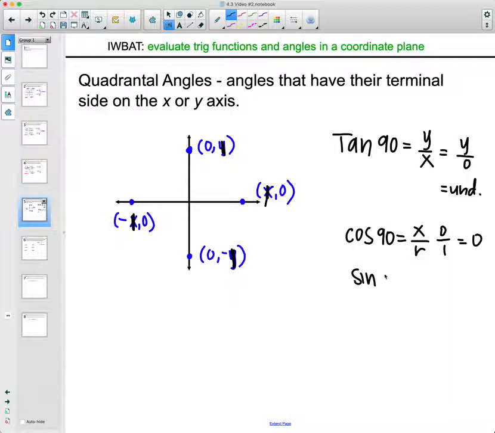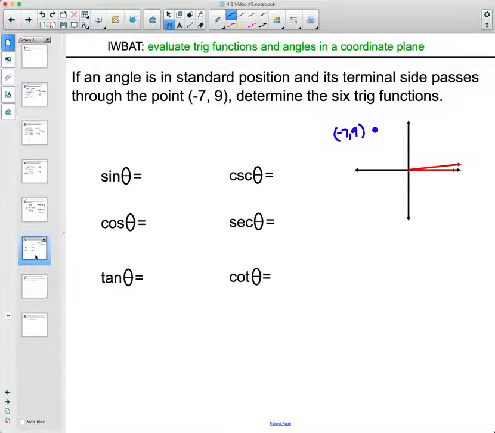Or sine of 90, you'd be looking at your y over your r. The y coordinate is 1, the r is always 1. So then the sine is going to be 1. So then you can also take a look at when they go through an ordered pair. If an angle is in standard position and its terminal side passes through the point negative 7, 9, so if I change this angle here to go through this point, negative 7, 9.